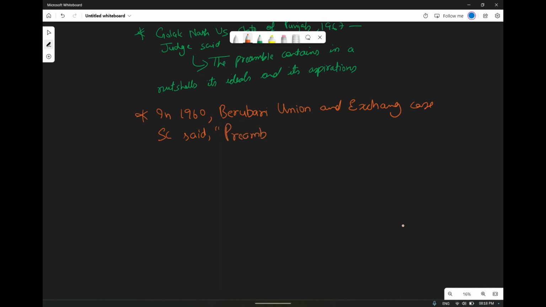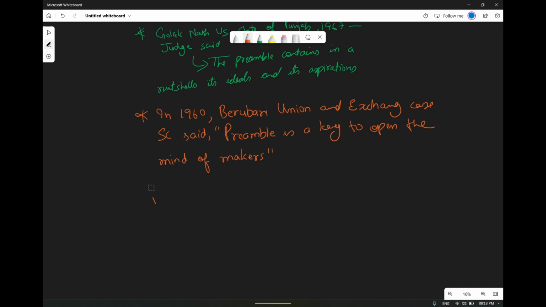Preamble is a key to open the mind of the makers. What do you understand by it?